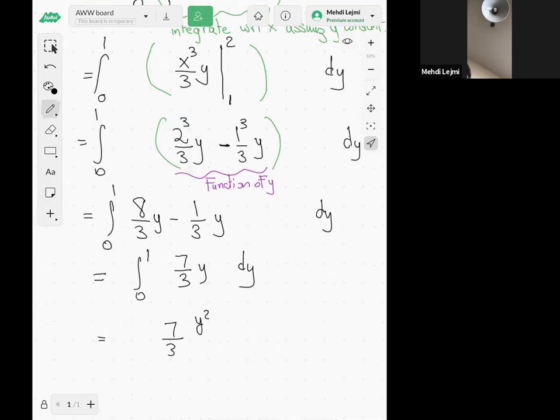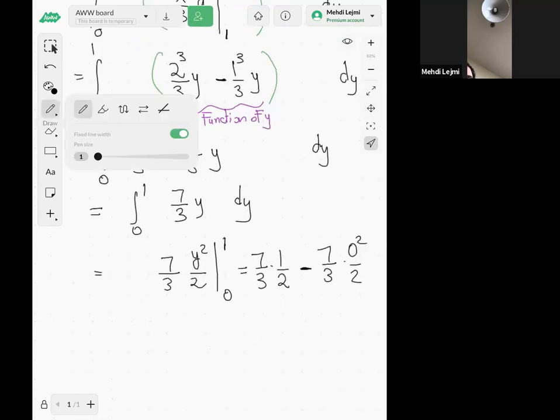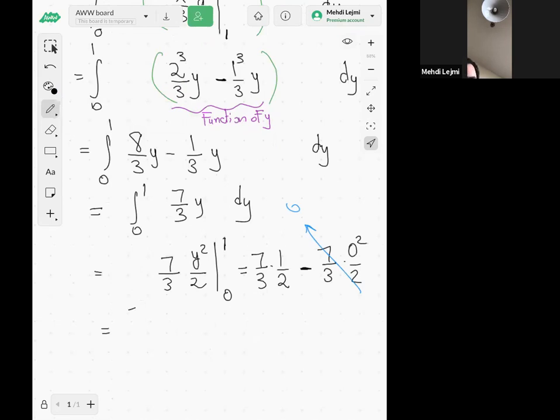Y squared over 2, evaluated between 0 and 1. So if y is 1, it's 7 over 3 times 1 squared over 2, half, minus 7 over 3 times 0 squared over 2. All right, so that will be equal to, of course, this is just 0. And here, this is 7 over 3 times 1/2. It's 7 over 6. All right.